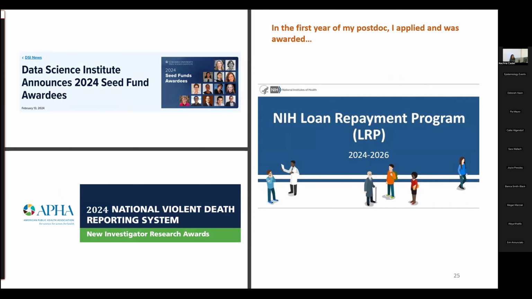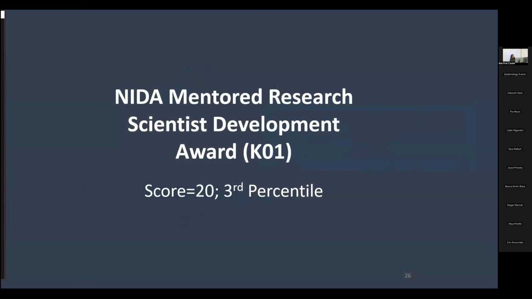I also applied and I was the co-recipient of the National Violent Death Reporting System, the new APHA's new investigator research award, where I'm currently looking at different typologies of polysubstance use among suicide decedents using the NVDRS. And the NIH loan repayment is just helping me pay all of the loans that I've accumulated over the years. And so towards the end of my first year, I applied for the K01 award, and I was very excited that on my first try, I was able to score 20, which is amongst the 30th percentile, but I'll talk a little bit more about this towards the end of the presentation.